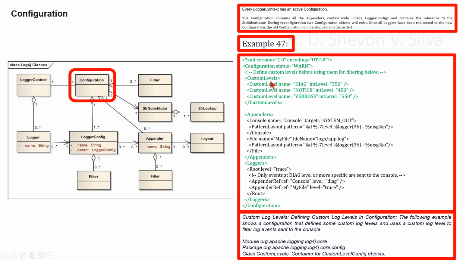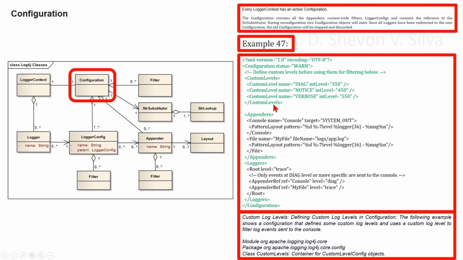The CustomLevel configuration element creates a custom level. Internally it calls the same Level.forName method. The parameter name, its type is String, is the name of the custom level. Note that level names are case sensitive. Convention is to use all uppercase names. The intLevel type integer determines where the custom level exists in relation to the standard levels built in to Log4j 2.